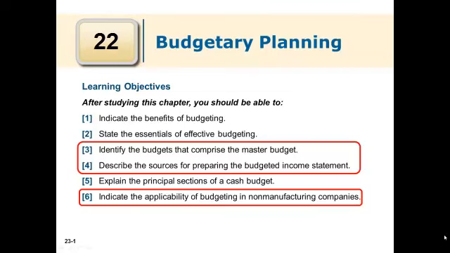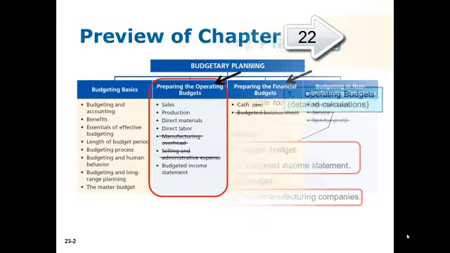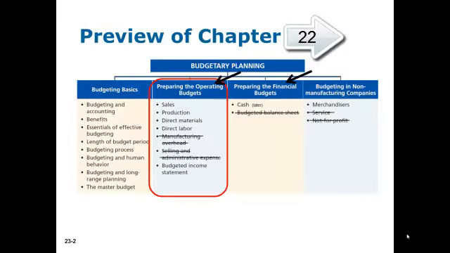This is Quent Bilo with the continuation of budgetary planning. I'd like to focus on the operating budgets and some detailed calculations within it. So the operating budget involves sales budgets, production budgets, direct materials, usage and purchase budgets, and direct labor usage budgets.